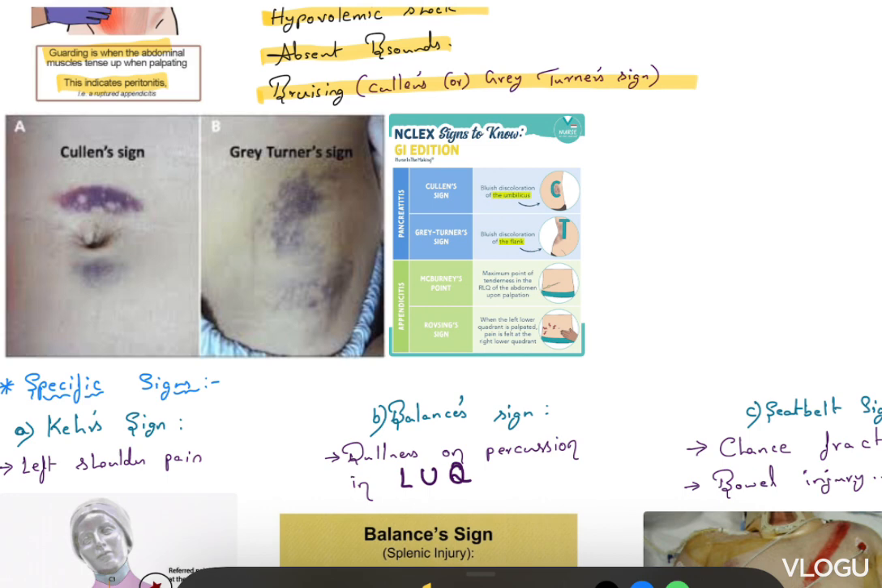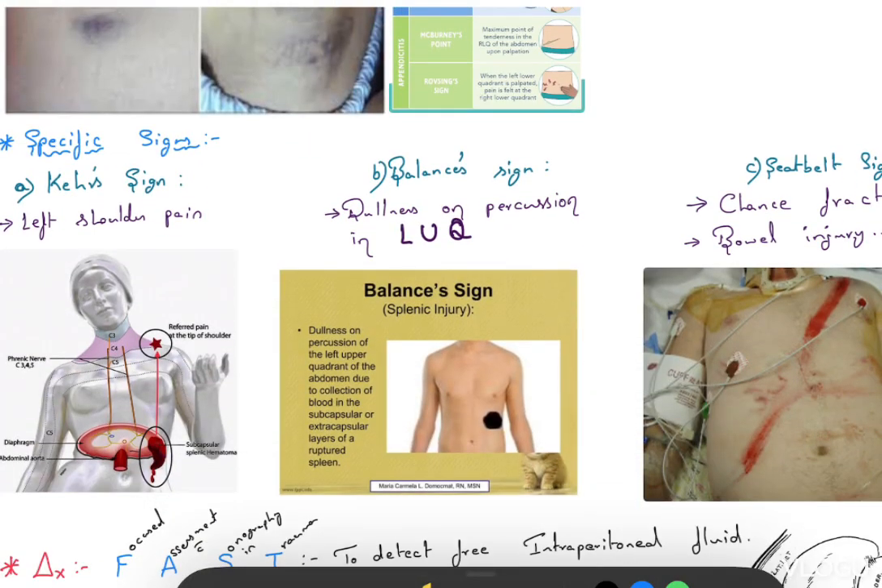So some classical trauma presentations we have, that is splenic injury means the patient will get left upper quadrant pain. Because of that left upper quadrant pain, we have one special sign, that is Kehr's sign. In this Kehr's sign, the patient will get left shoulder pain. So because of that left shoulder pain, you can suspect the patient has splenic injury.